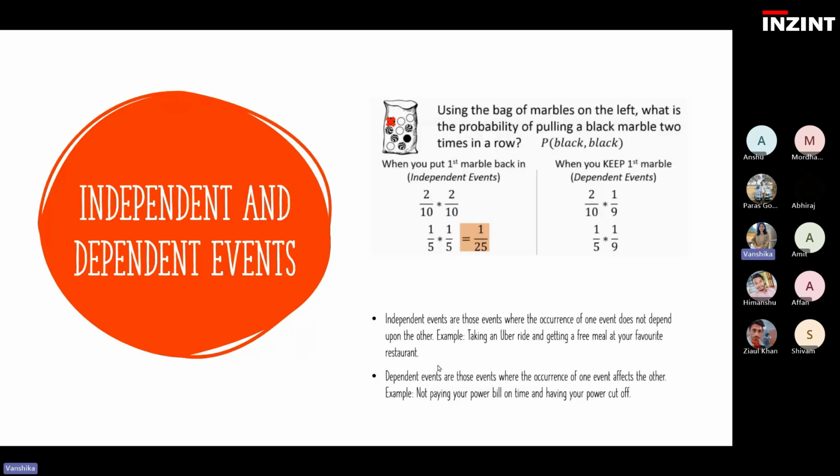Now, what are dependent events? Dependent events वो होते हैं where the occurrence of one event affects the other. Okay. So not paying your power bill on time and having your power cut off. Both of these events are dependent. If I don't pay my bill, my power will be cut off.